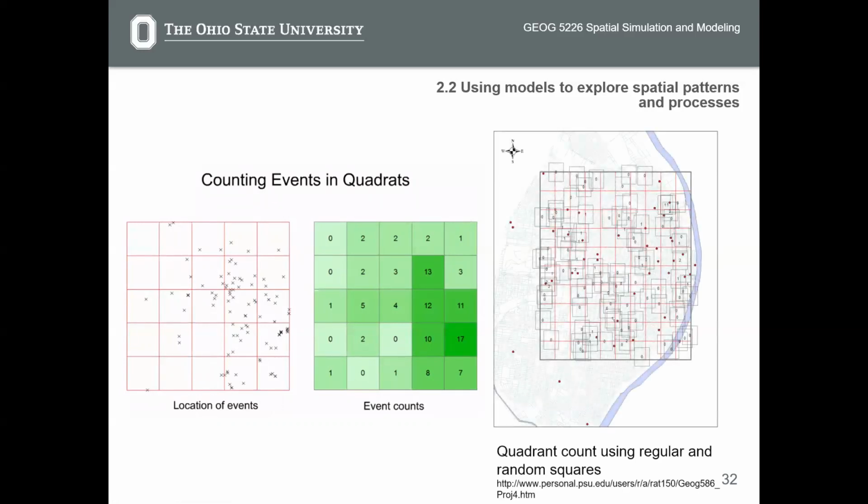And here is another more advanced method, to use randomly distributed quadrants. Say we have this, obviously this is a city, right? This is a city. And we have this study area with a very solid black line, right? And inside this study area, we have multiple small quadrants addressed by what? By gray boundaries, right? If you want to know more detail, please go to this website. But it's a quadrant count using regular and random squares, okay?